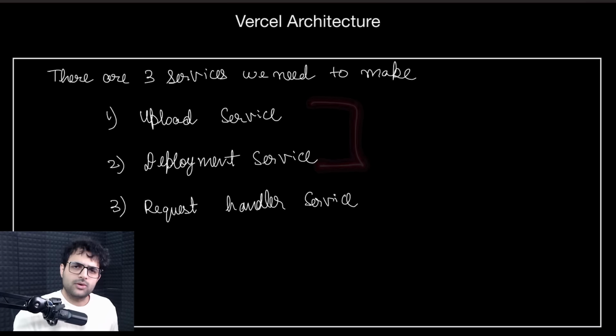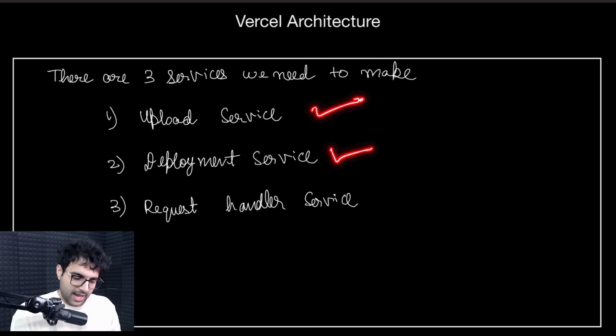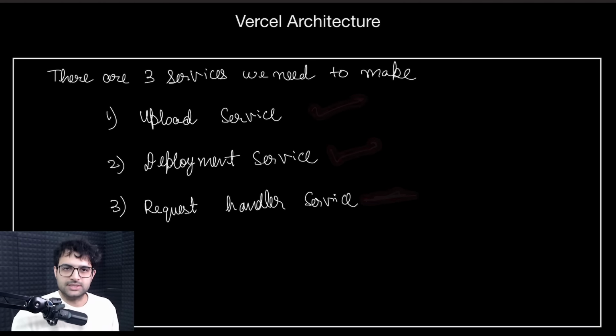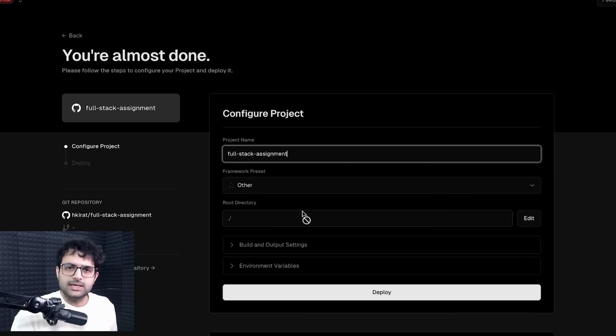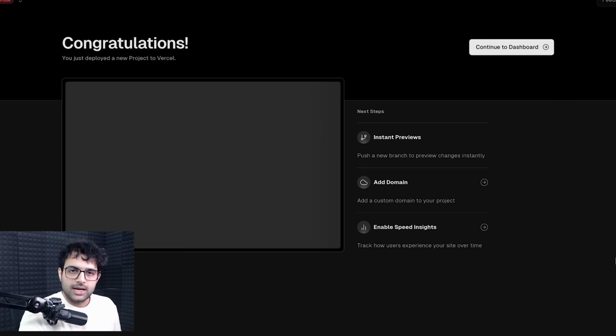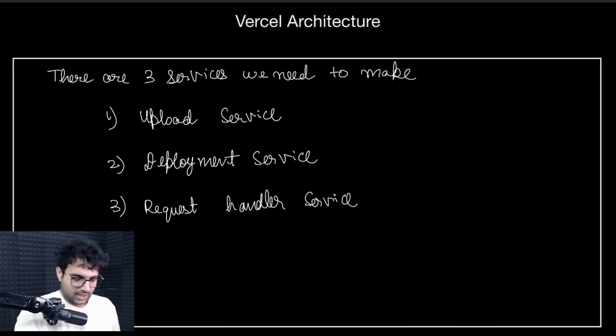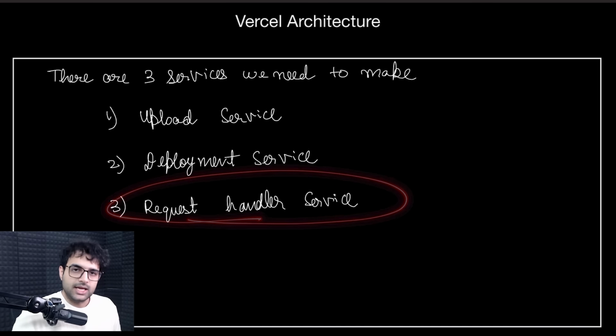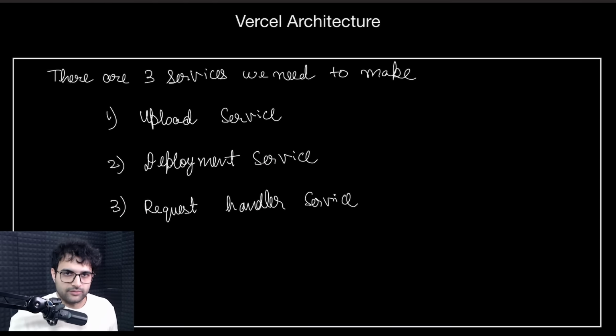These two are sort of prerequisites to the request handler service. Until a project has been uploaded to Vercel systems and been deployed or built, you cannot actually handle the requests. If you go to the Vercel dashboard, it actually says deploying and the status is yellow. Only when it is actually deployed and the status becomes green is when users can actually hit your service and start to visit your website.